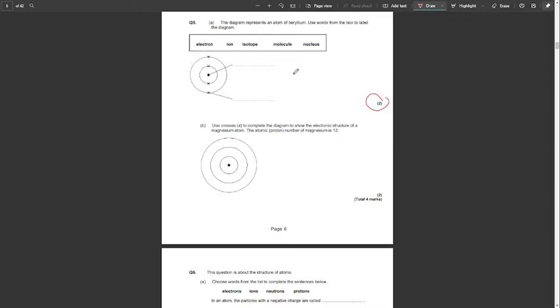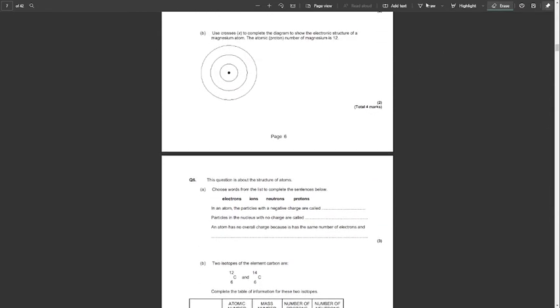Once again, this is a 2-mark question, so you need to make 2 points. You need to list 2 things, here and here. If you don't list 2 things, then you will not get the mark either. Use crosses. It's told you to use crosses, so don't use circles or squiggles or shading or anything else. It said use crosses. To complete the diagram to show the electronic structure of a magnesium atom, and then it's told you some information. Assume that information is true.